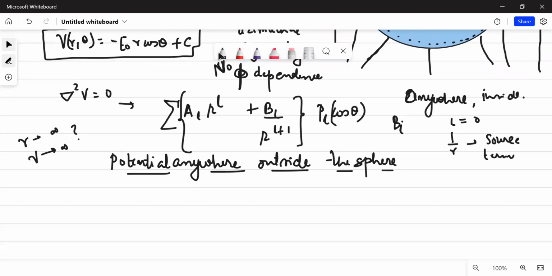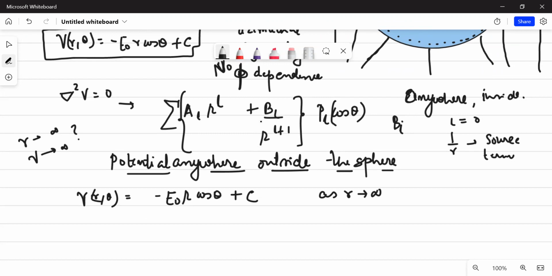Now for large distances, my potential, where did it go? My potential as a function of r and theta, what was given? Minus E naught r cos theta plus c. Now as r tends to infinity, this term will become zero in any case. Look, as r tends to infinity, this term will become zero. Are you getting my point or not? For large distances, these terms will become zero.